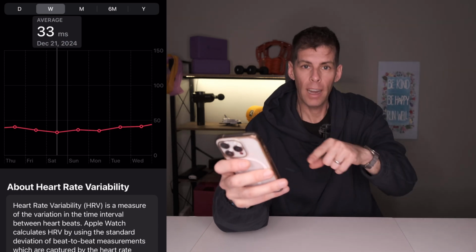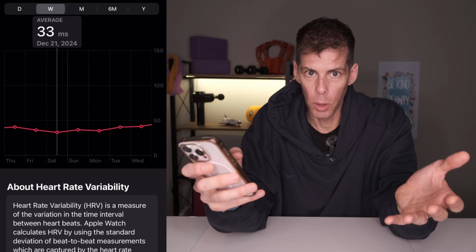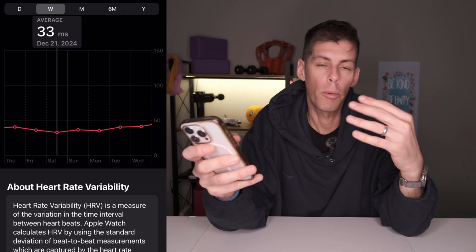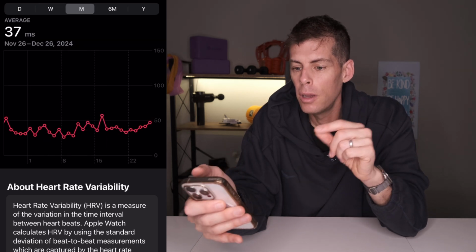Now, let me just overlay this graph again to show you where the average is, and I am 47 years old. So if we come up on the graph, I am right on the lower end of what's normal. Well, normal for the 50%. So actually half the population is below and half the population is above, but I'm on the lower end of that middle line.